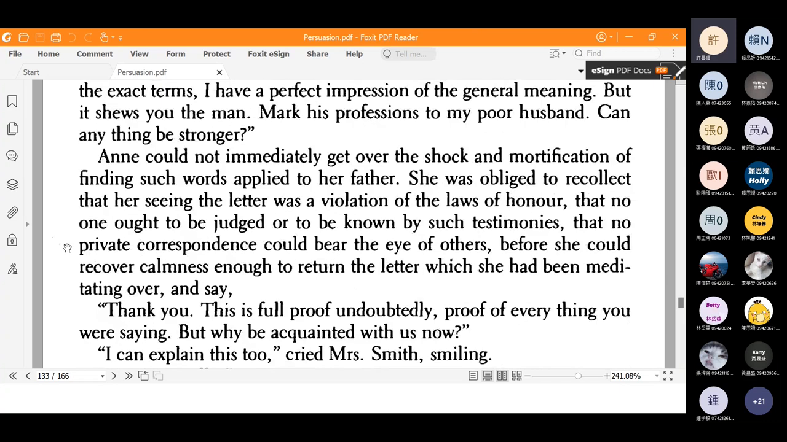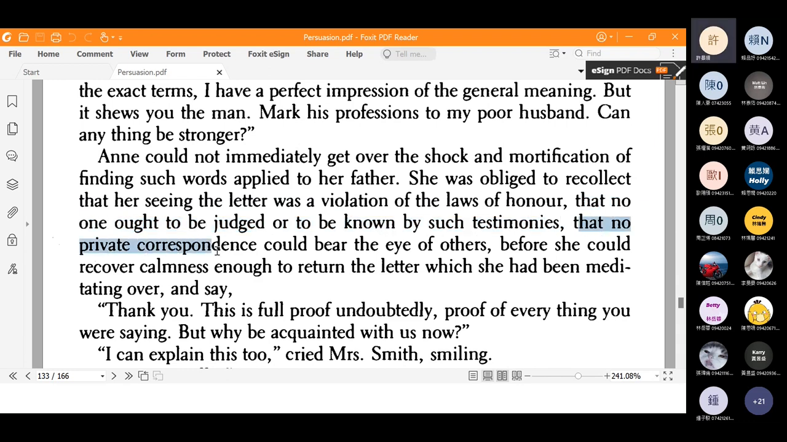But Anne, after getting over the shock of this information, remembers that her seeing the letter was a violation of the laws of honor. She had broken some kind of moral rule or moral code, that no one ought to be judged or to be known by such testimonies. Testimony here means proof. So you should not judge someone based on this kind of proof.